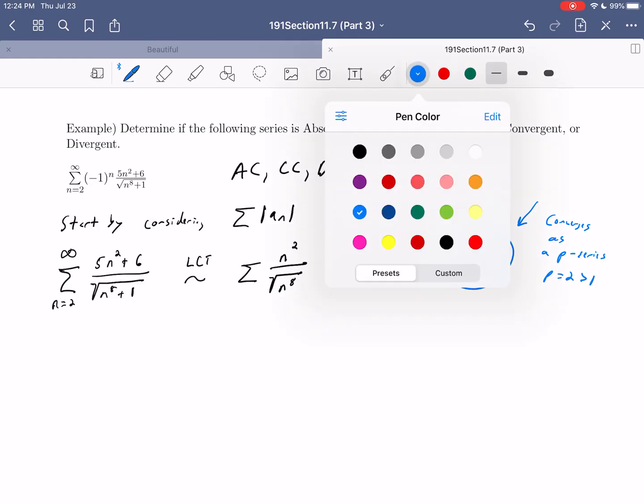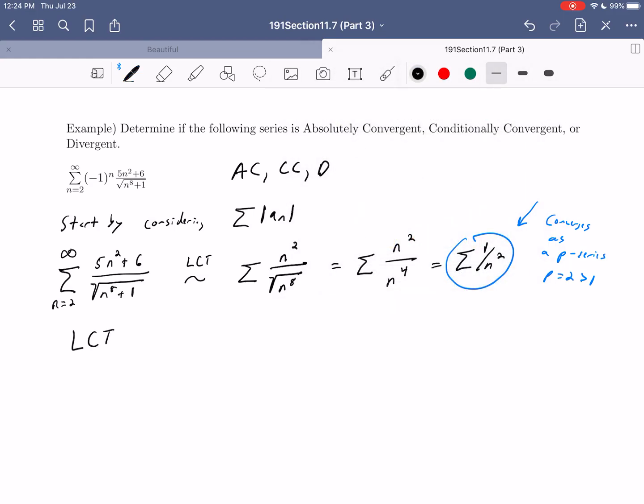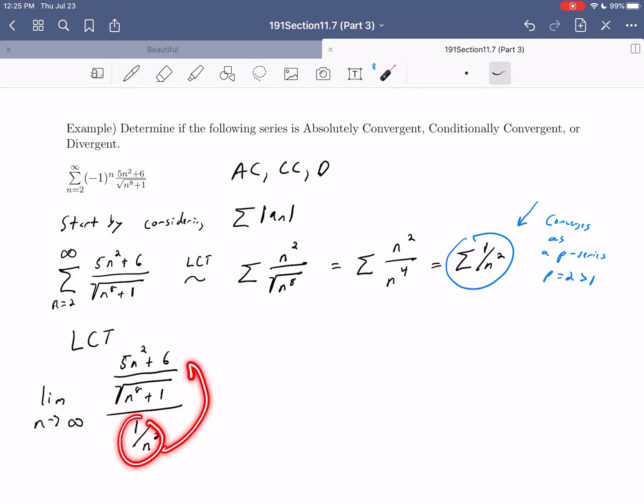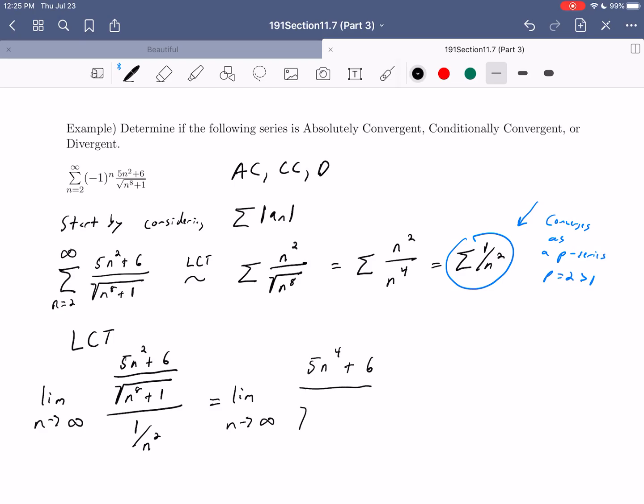So let's actually go ahead and try that LCT. To do the LCT here, we need to do the limit as n goes to infinity. We take the terms of our series, so 5n squared plus 6 over the square root of n to the 8th plus 1, and then the terms of the comparison series, so 1 over n squared. Okay, we can go ahead and flip this up there, and we get the limit as n goes to infinity of 5n to the 4th plus 6 over square root of n to the 8th plus 1.